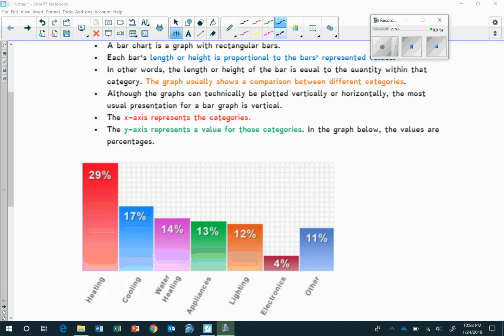When we say x-axis, we're talking about the horizontal axis. So this would be the x-axis. And then the y-axis would be our vertical axis. So when she says the x-axis represents the category, if you look horizontally, that's where all the different categories are. And then vertically, you see what percentage it is. Now, it doesn't have to be percents. It can be just regular numbers, depending on how the data is given.